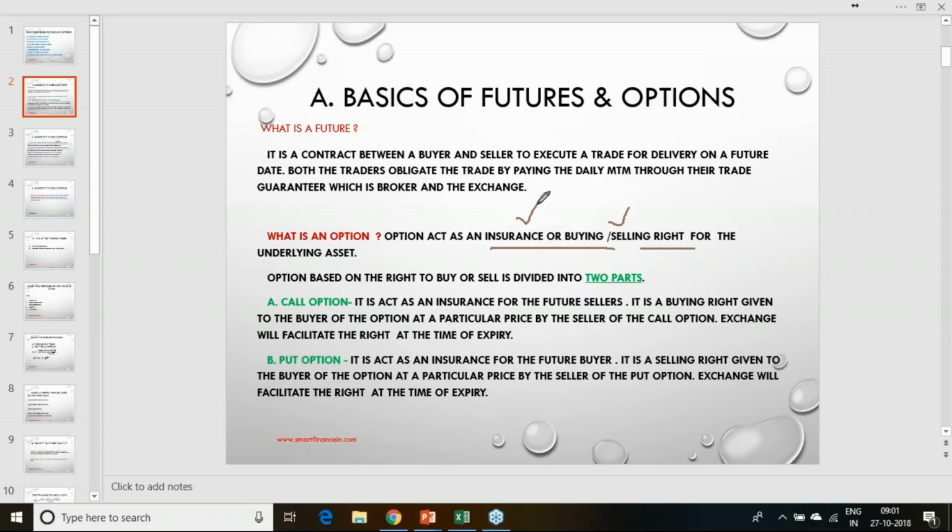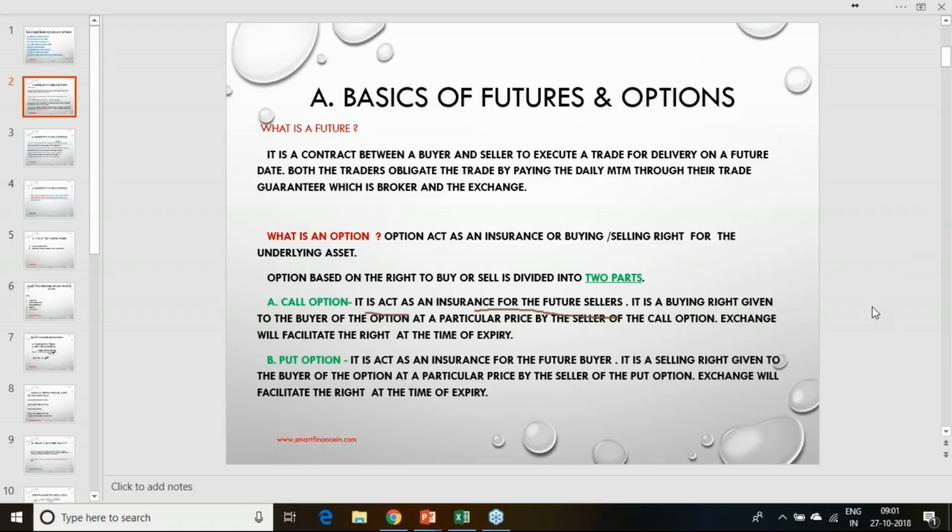An option is an insurance. An option is a buying or selling right for the underlying asset, and this right is not given to the option seller. This right is given only to the option buyer. And these options are of two types: call option and put option.